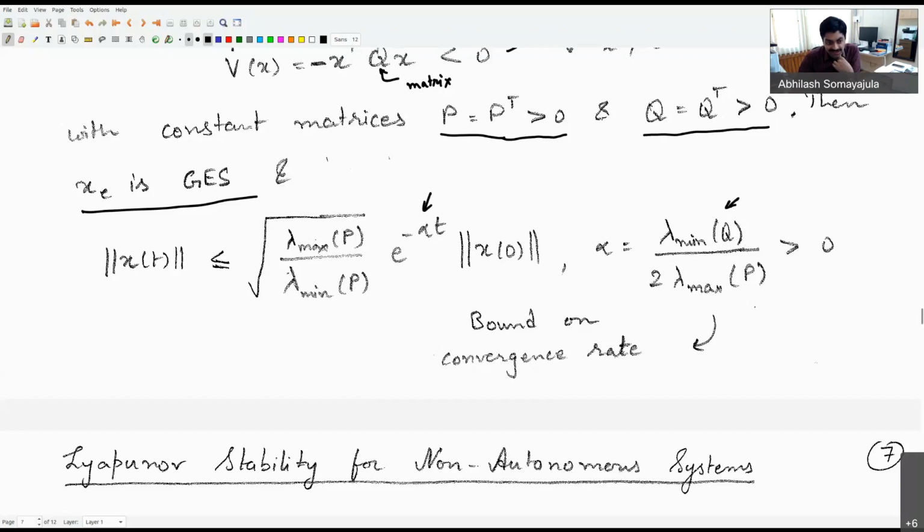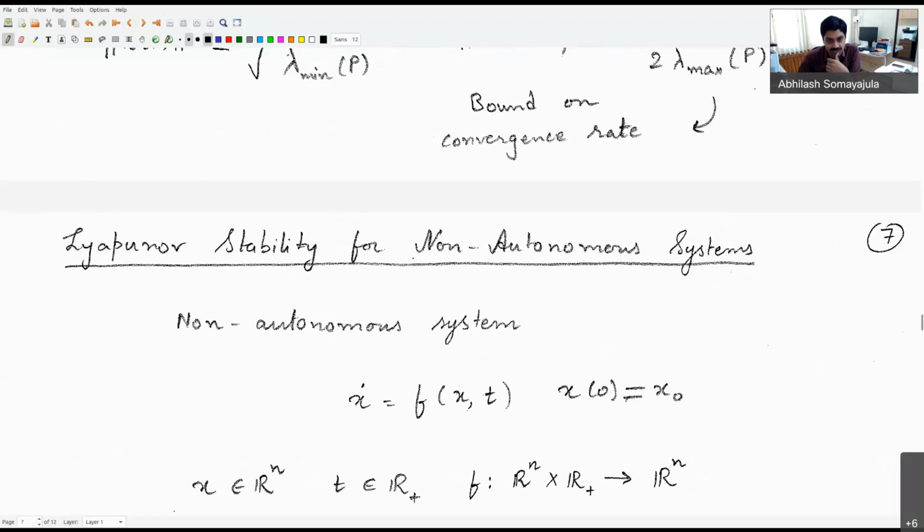So it will be faster than that. It will decay to 0 faster than that. It will decay to the equilibrium point faster than that. It is a much stronger condition than what we specified for asymptotic stability. In asymptotic stability, we do not have a bound on the convergence. But in exponential stability, we have a bound on the convergence.